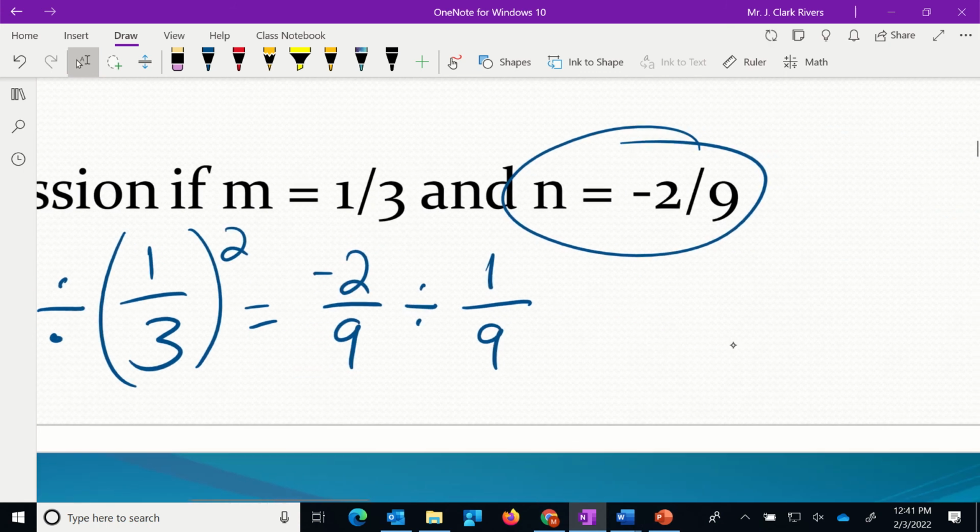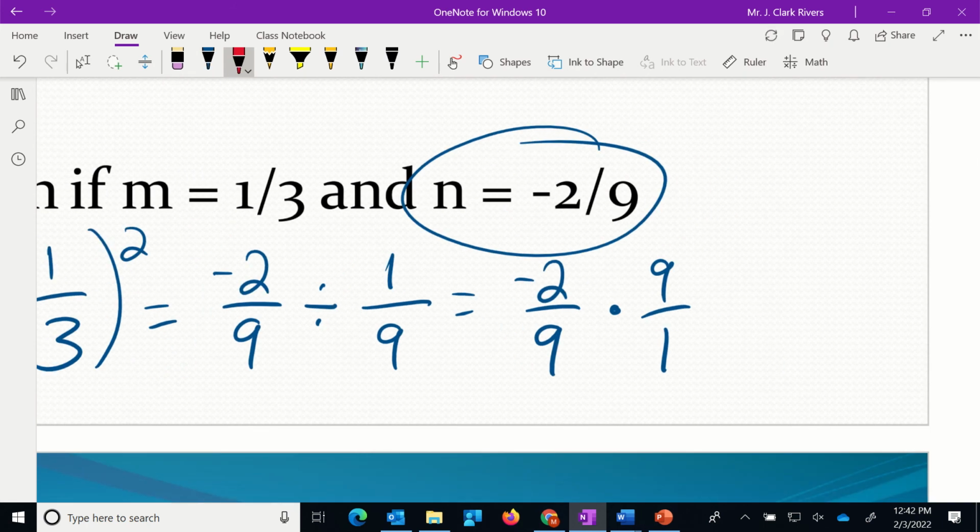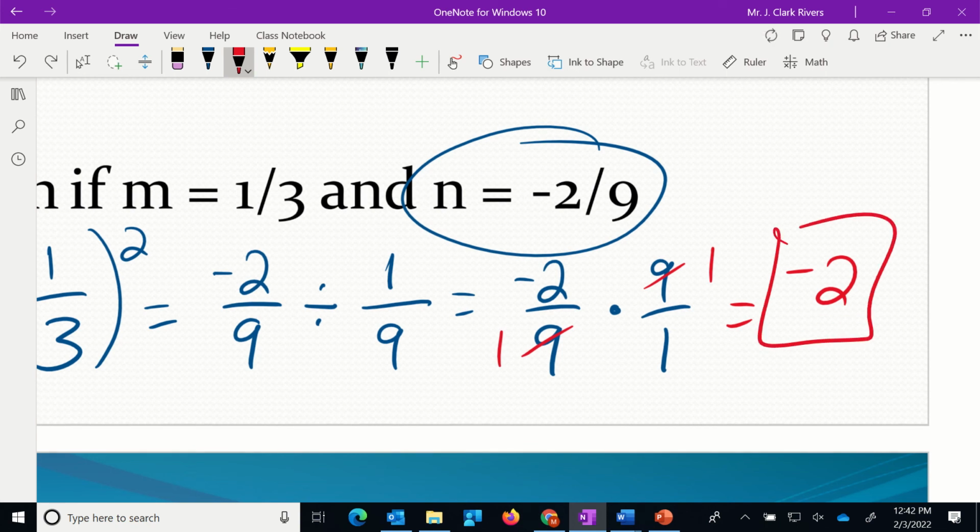Let's keep, change, flip. Keep -2/9, change to multiplication, flip, and we have 9 over 1. I noticed right away I've got 9 over 9, which is going to be 1 and 1. -2 times 1 is -2. 1 times 1 is 1, which is just -2. So there you go, -2.